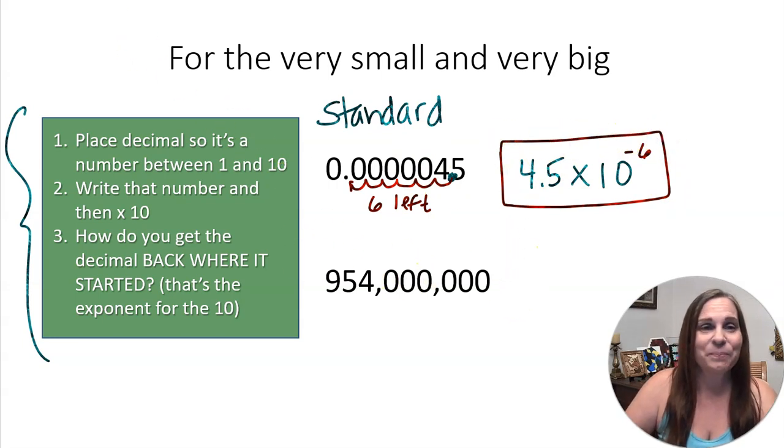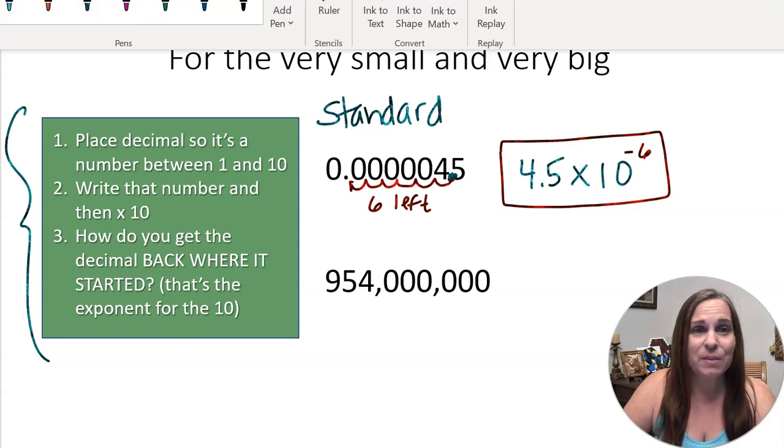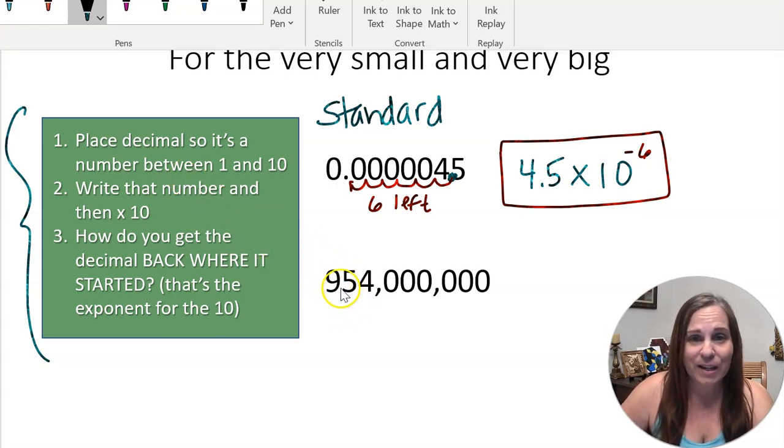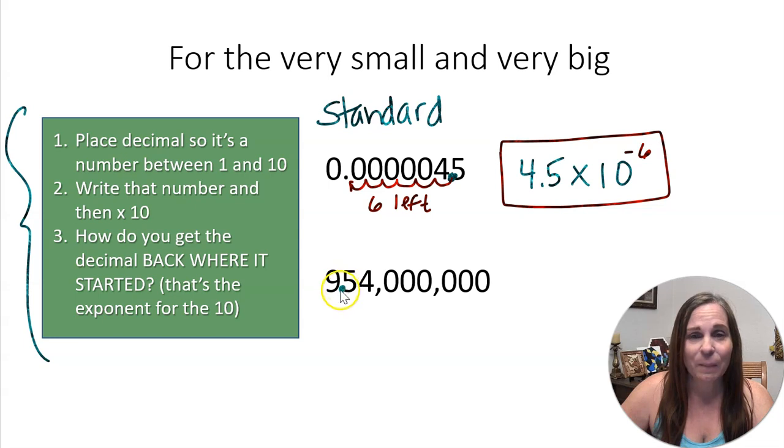Let's try this one. We're going to follow the same steps. Step number 1, place the decimal so it's a number between 1 and 10. So in this case, I'm going to have to put it right here, right? Because if I put it after the 5, 95.4, that's too big. If I put it in front of the 9, that's less than 1, right? 0.954 is less than 1. So it's got to go right between the 9 and the 5.